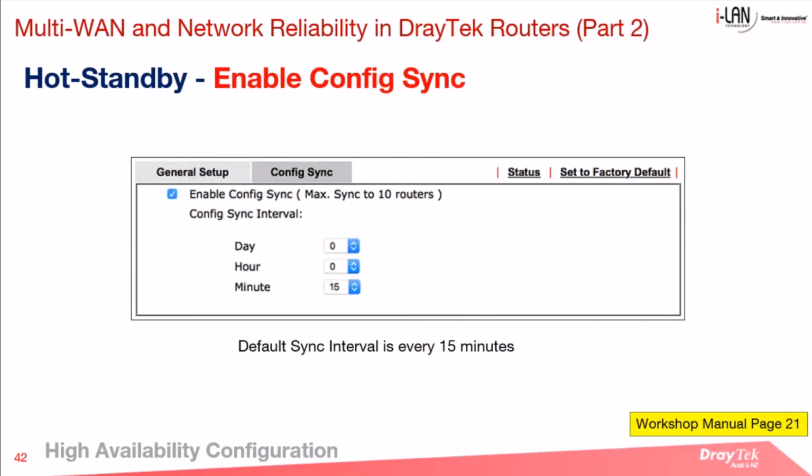Okay, the next step is to enable the configuration sync. If any configuration changes are made on the primary router, all secondary routers will be updated accordingly. If needed, the sync interval can be adjusted to occur daily or hourly. So you can set it to hour or day, and by default it is 15 minutes. It will sync the configuration.